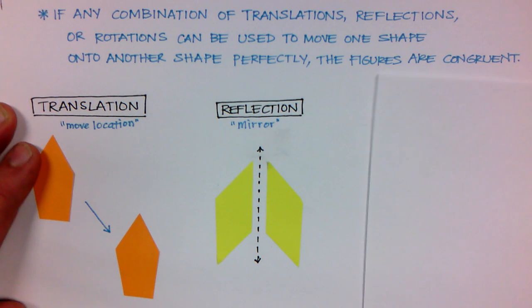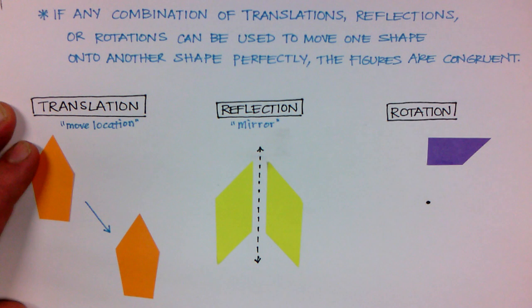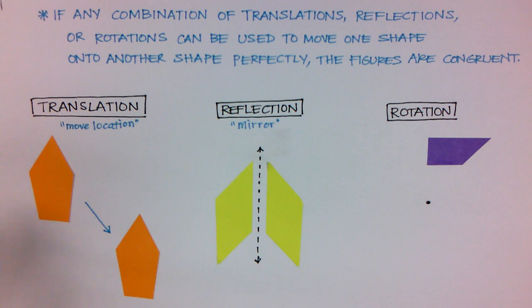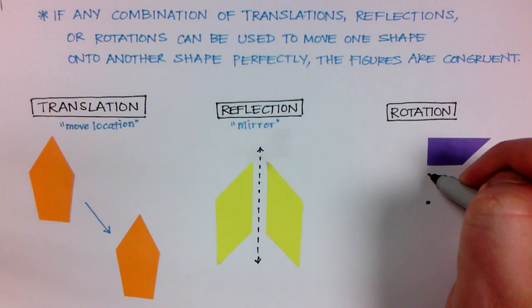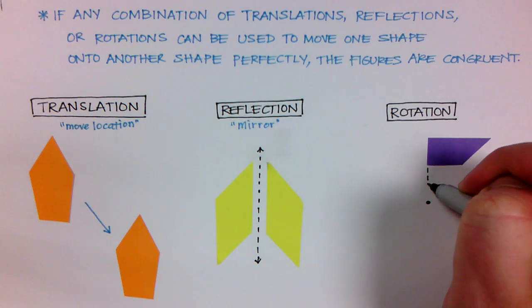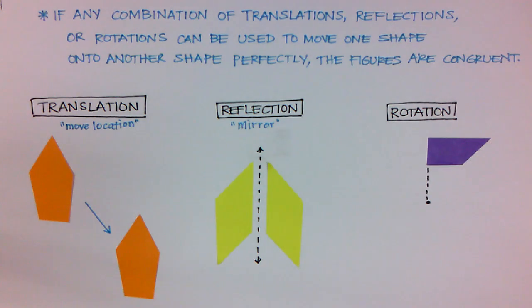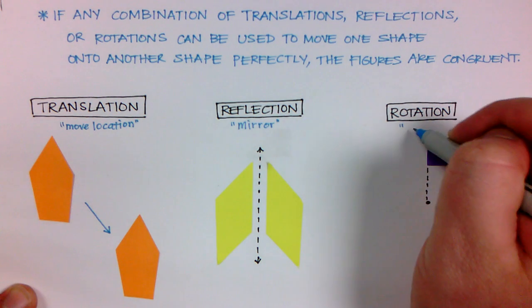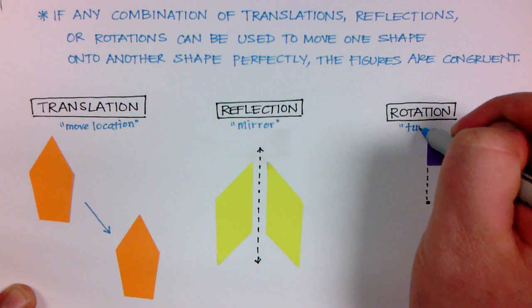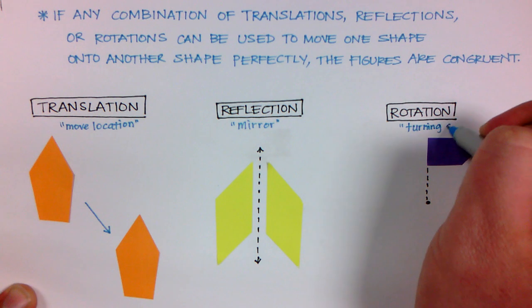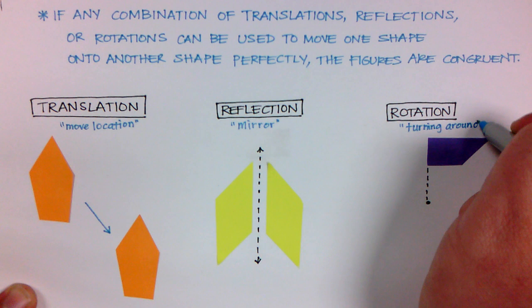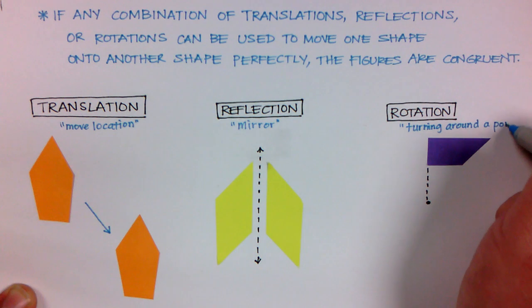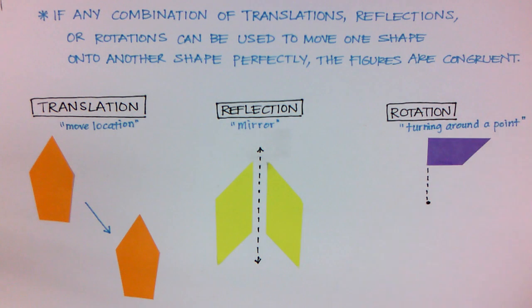The third kind of transformation that we're going to talk about is a rotation. In this instance, I have this little purple shape, and we're going to rotate it around this dot right here. So I'm going to take that corner and I'm going to rotate it around the dot. So when you think of rotation, I want you to think of turning around a point, kind of like turning a knob.